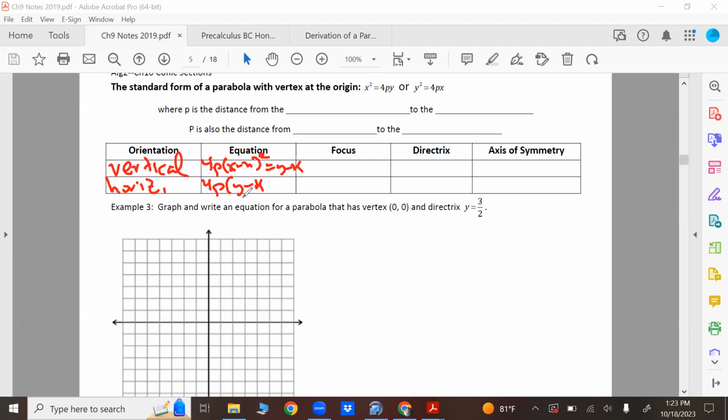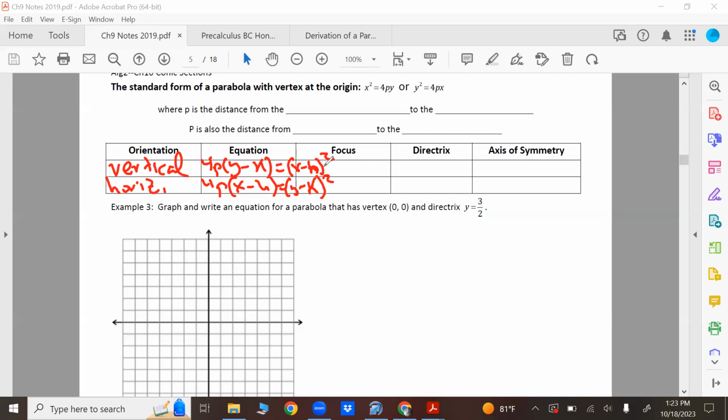Shouldn't the square be on the other side? Wait, did I make a mistake? No, if it's vertical, no. Oh, you guys are right. Thank you. Yes. My apologies. Yes, thanks. My bad.